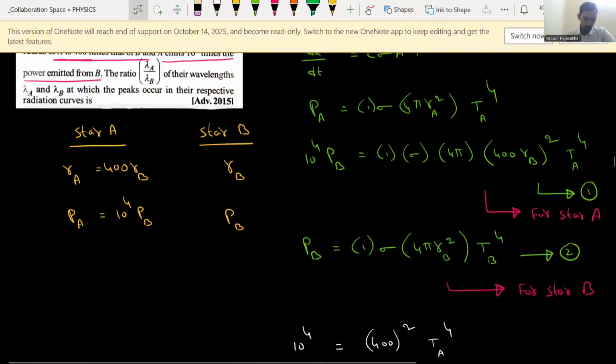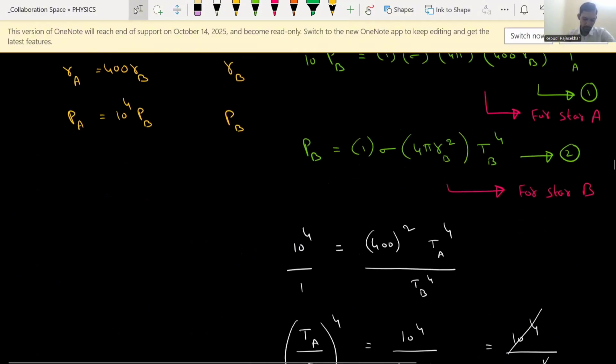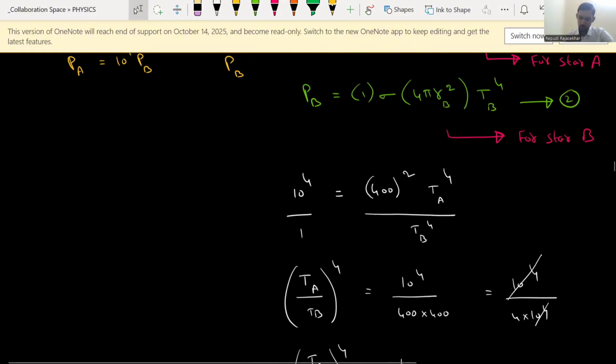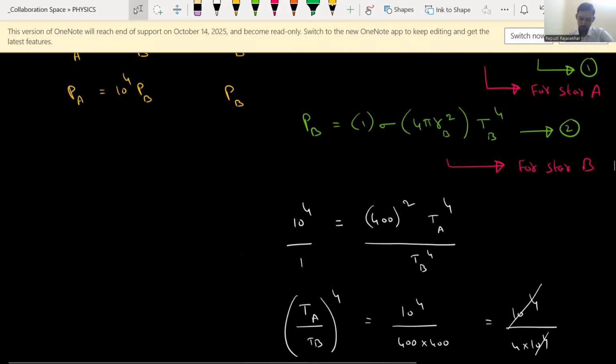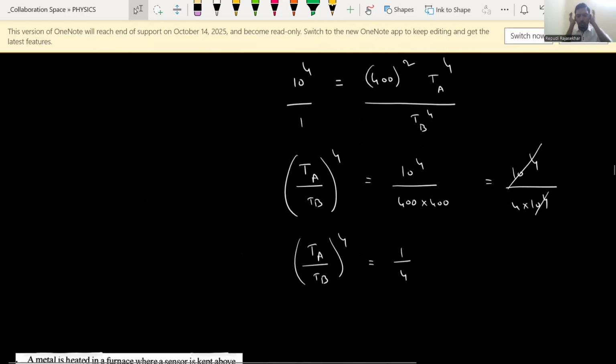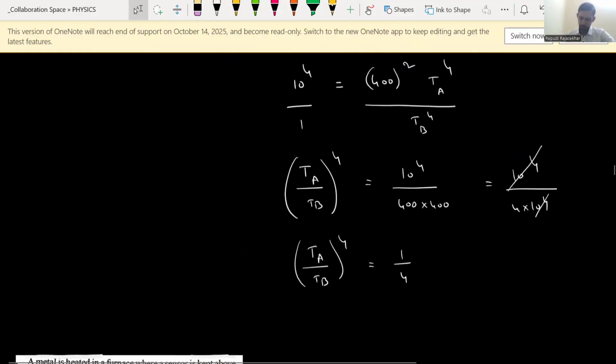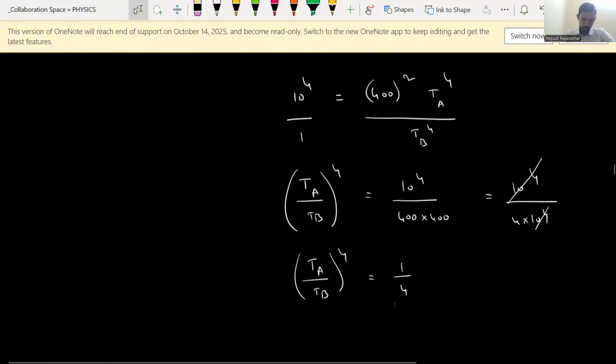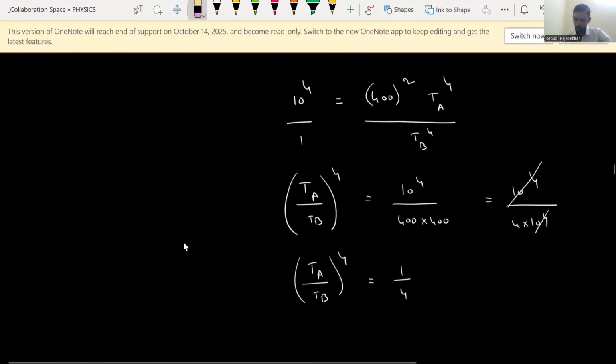But they are not asking this. We want the relation of lambda A divided by lambda B. Can we simplify further here? TA by TB whole power 4 equals 10 power 4 divided by, this is also 4 into 10 power 4. One minute, 400 into 400, it is 16. Okay, this is 16 into 10 to the power 4, so this also is 16.